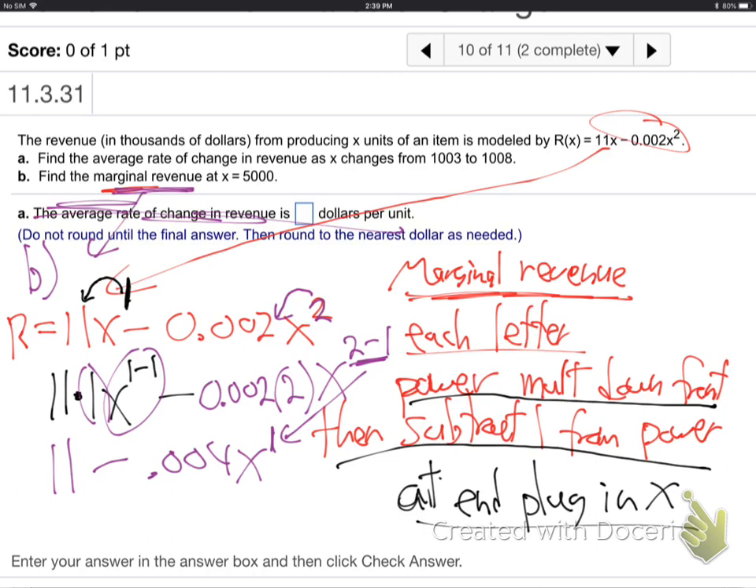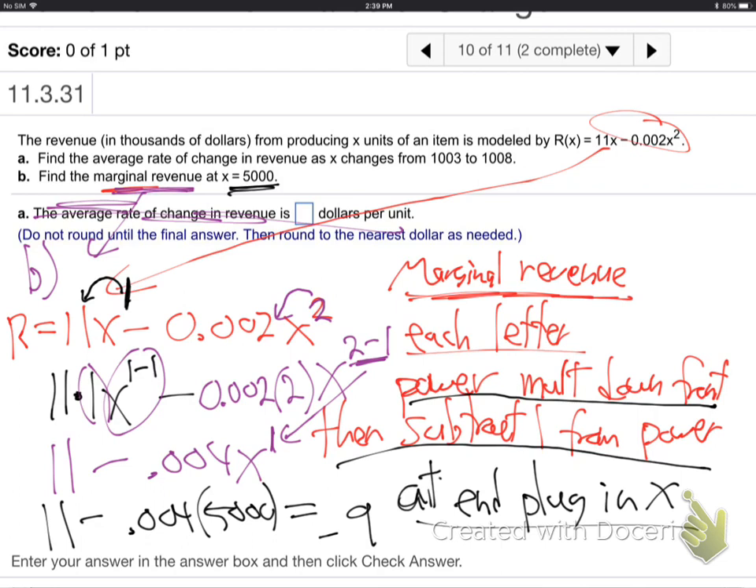So again, I take the power, multiply it down the front, subtract 1 from it. Take the power, multiply it down the front, subtract 1 from it. Get to here, and then at the very end, you plug in your x. What is your x? Well, they told me 5,000. So it's 11 minus 0.004 times 5,000. Hit the buttons on your calculator, and you get 1 minus... Did I do that right? Yeah, minus 9.